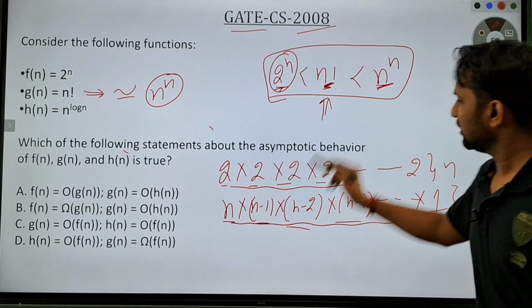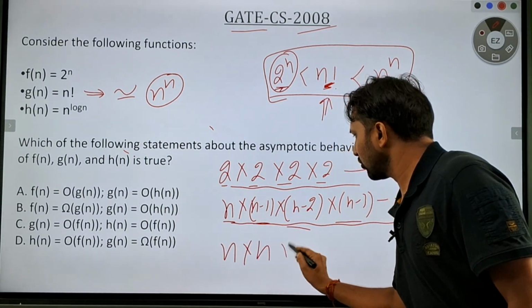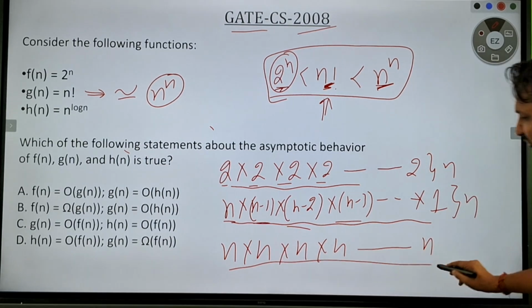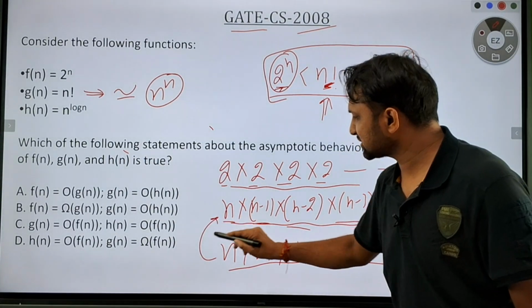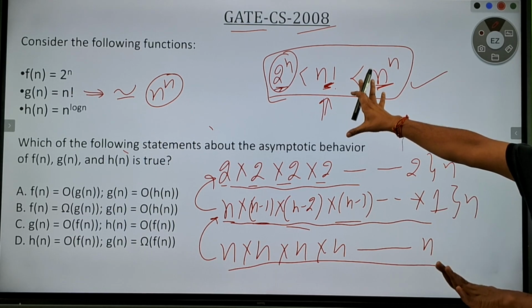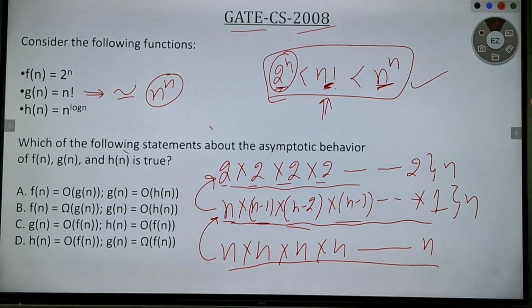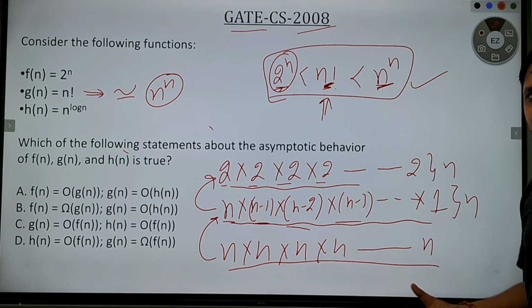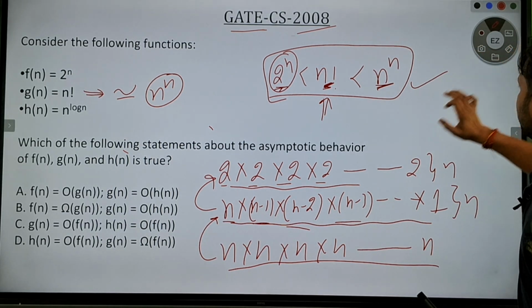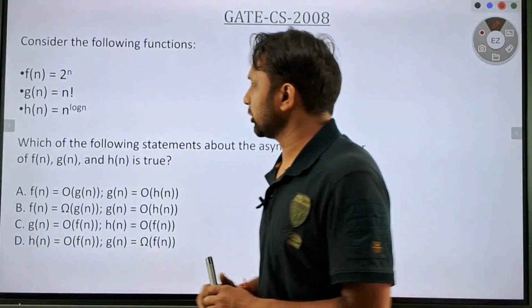And what about this? All are n, all are n, all are n. So you are multiplying n, n times. Definitely this is greater than this, and this is greater than this. So that's why I write this. You can note down this standard comparison, and this will help you. Let me erase this and try this question now.